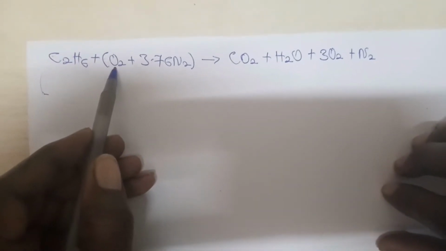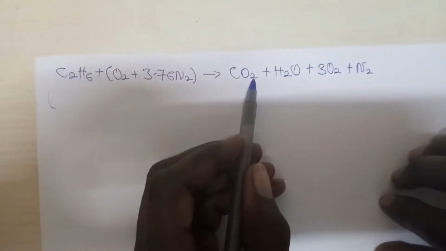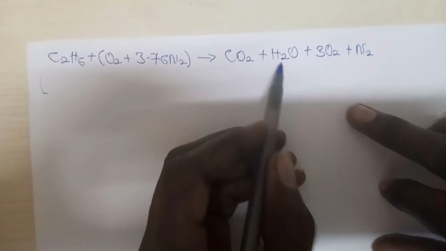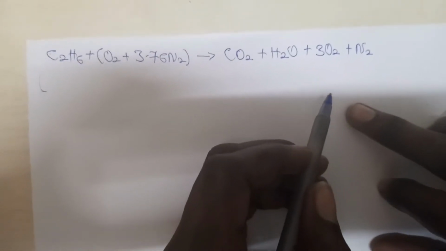If you look here, here is not equal to here. We have 2 carbons here, but we have only 1 carbon here. We have 6 hydrogen here, we have only 2 hydrogen here. So we have to balance the chemical equation.